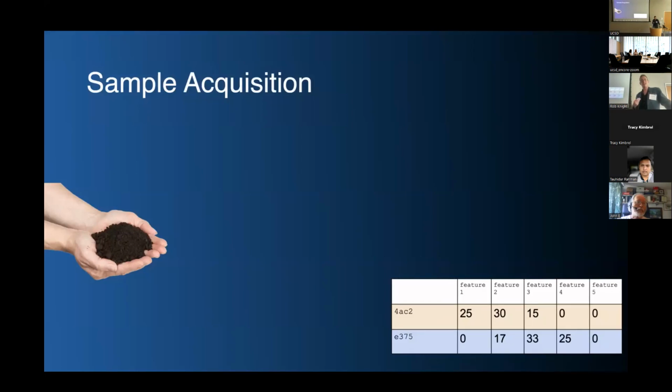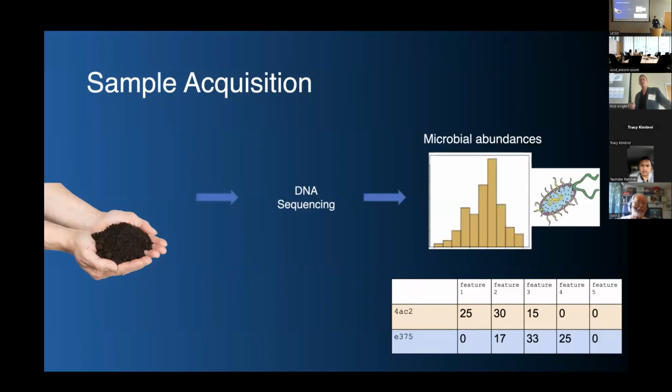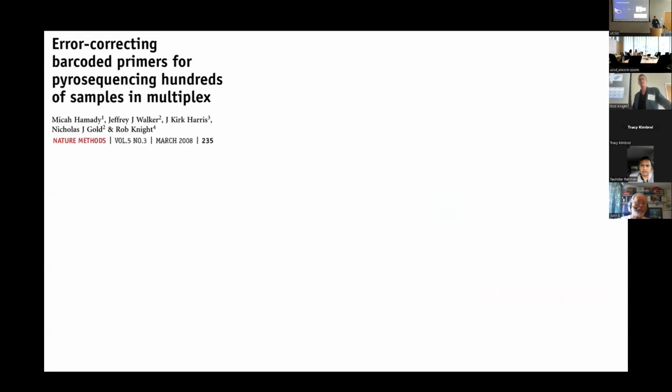So essentially the pipeline is that you get your sample, whatever it is. And what I'm going to talk about today is mostly about DNA sequencing. And then you get the microbial abundances, where you're going to get some table where for each sample, for each kind of feature, you have the count of that feature in each sample. So pretty simple data structure.